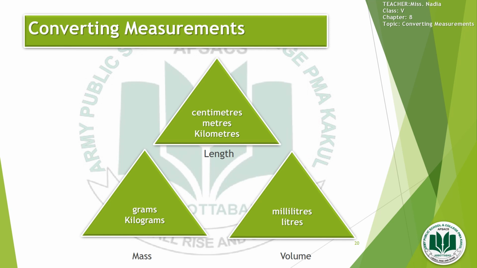For measuring mass, we will use gram and kilogram. For measuring length, we will use centimeter, meter and kilometer. And liquid is measured in milliliter and liter, for example, water, juice, milk, oil, etc.